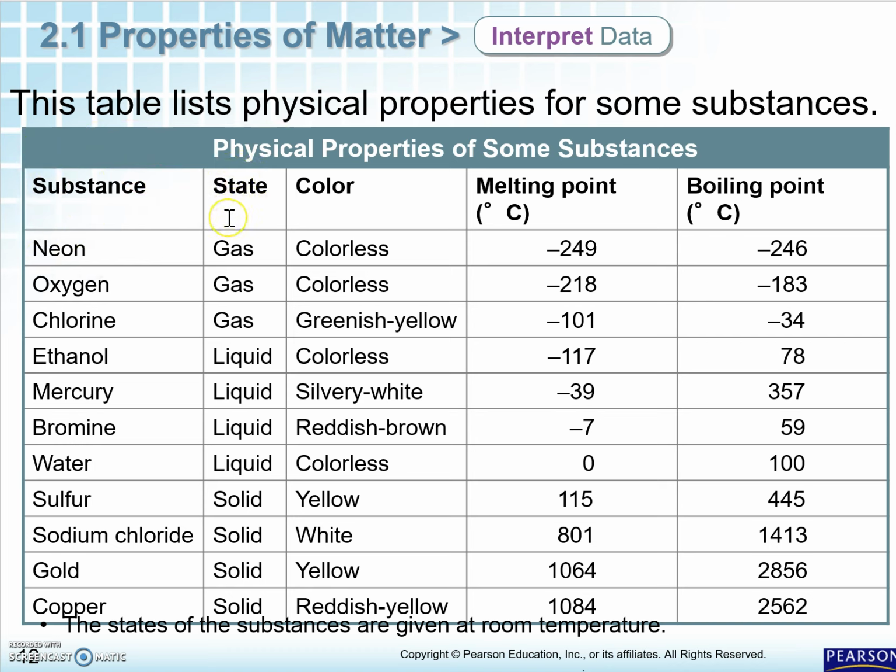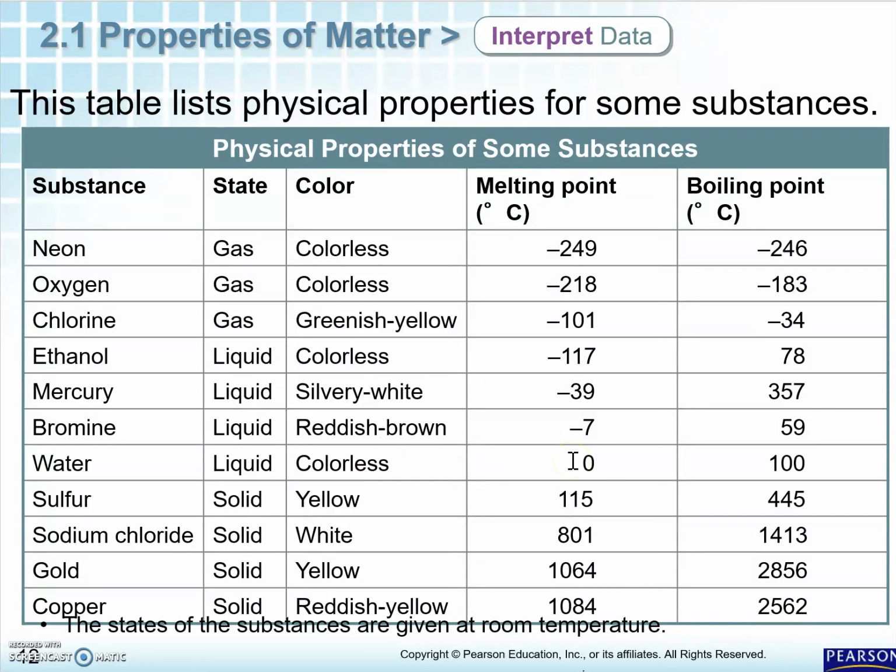the state, so remember there are 3 states: gas, liquid, and solid. The color, another physical property, when it will melt and when it will boil. So let's take you down here to water. Usually that's a liquid. If you need proof, look at the ocean, for example, or a lake. It's colorless, that's why you can see through it if you had it in your glass.